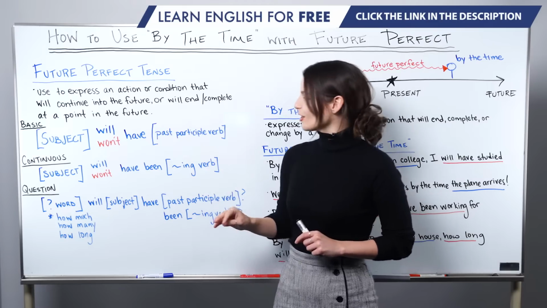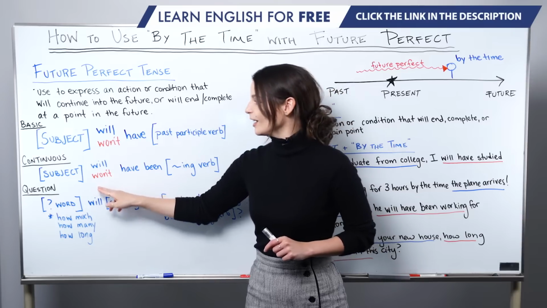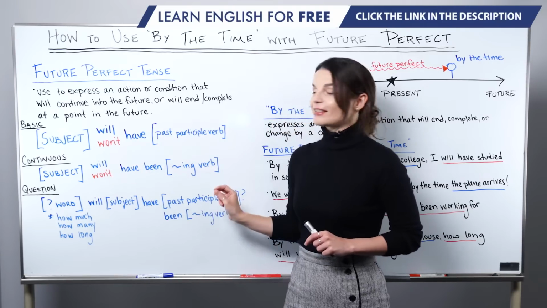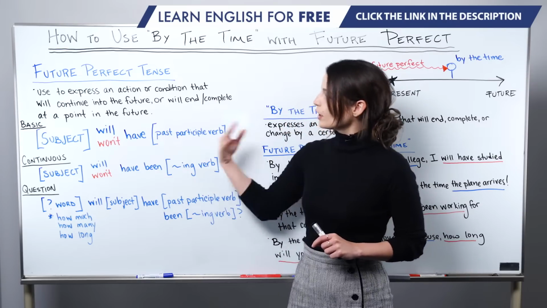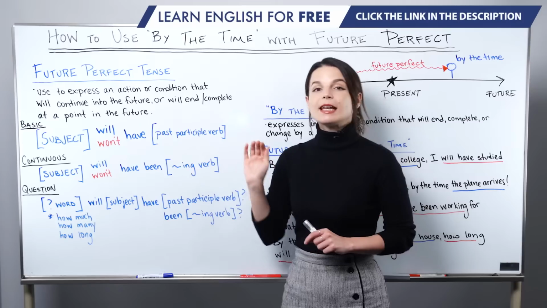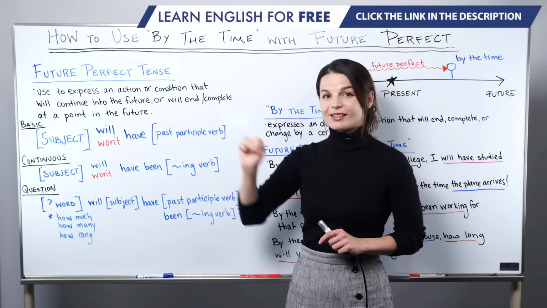To make this structure negative, we put won't before have been. So again, he won't have been sleeping, or she won't have been working. So we use this to mark actions in the future that are continuing, or that we expect will continue.